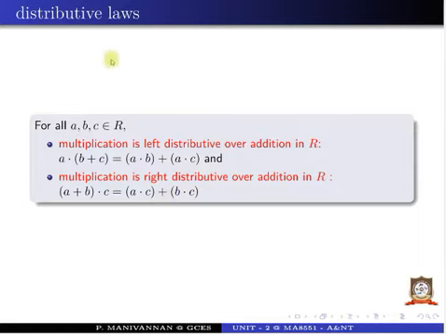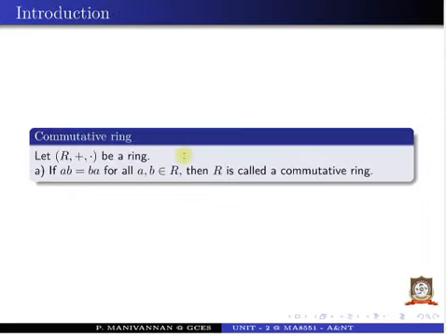It is called distributive laws. So if these conditions are satisfied, then (R, +, ·) will be a ring. Yes. Then what is a commutative ring? Now let (R, +, ·) be a ring.